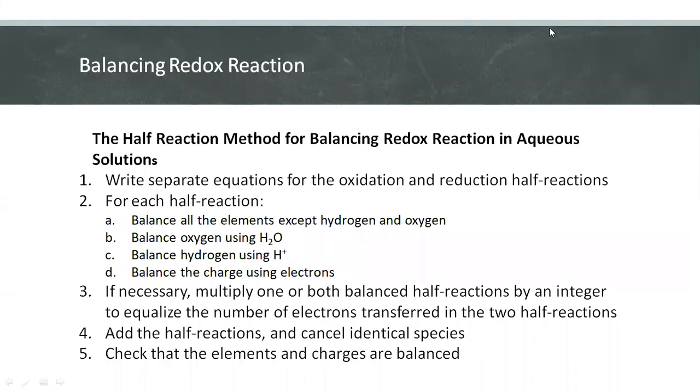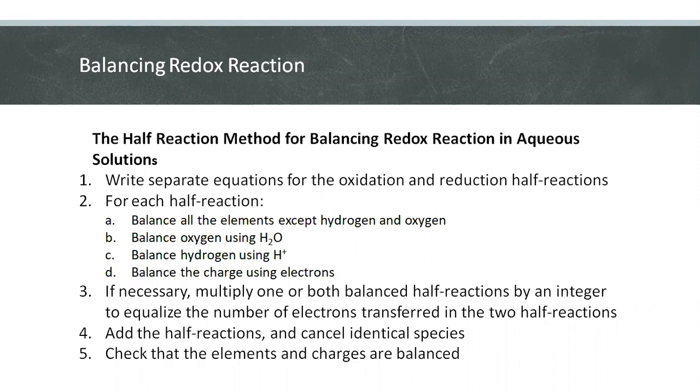Now, we're going to discuss how to balance a redox reaction in acidic solution, or an aqueous solution. The method we're going to use is the half reaction method. Here we have 5 steps.